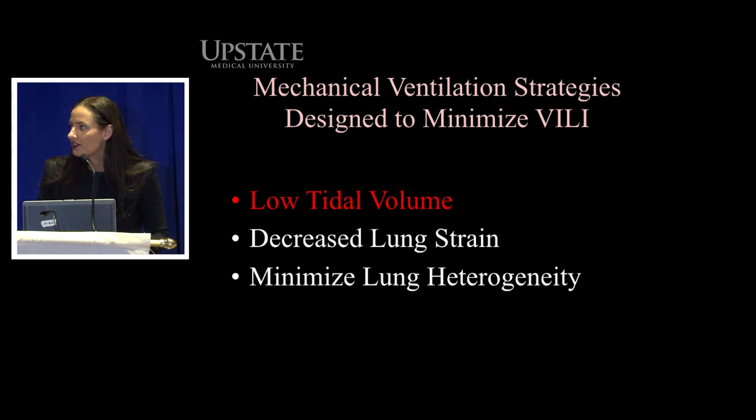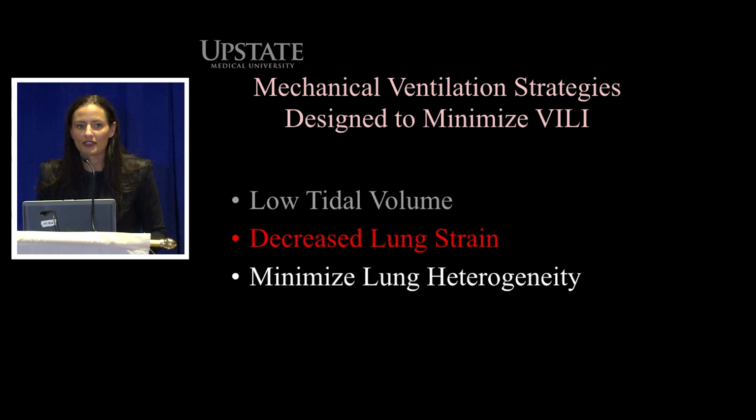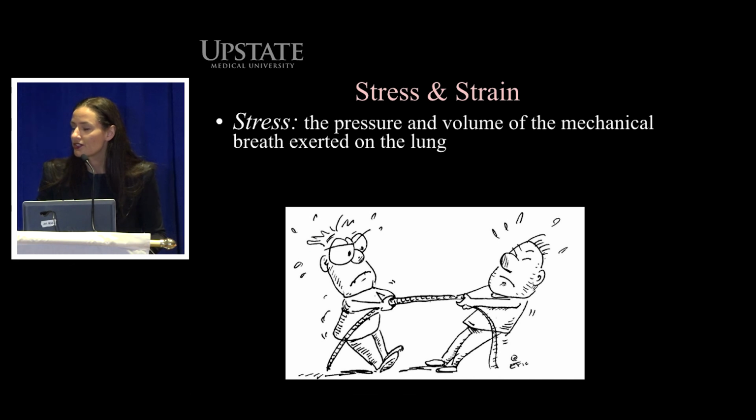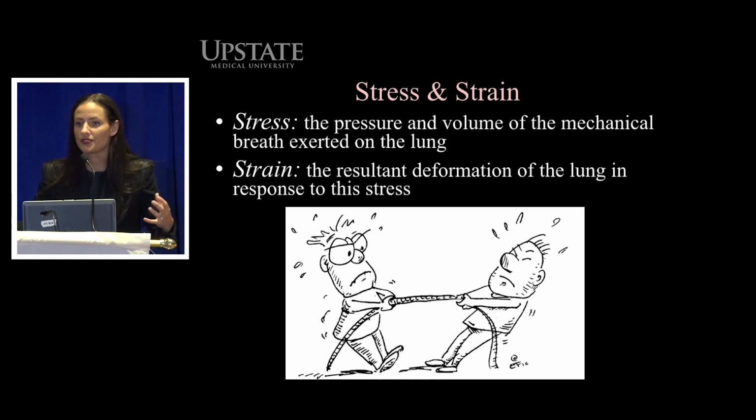So that covers tidal volume. Then the next question is, what about lung strain? This is a fairly new concept that's really come up over the last 10 years and has demonstrated decreases in morbidity associated with lungs by decreasing lung strain. So just to define stress and strain, stress is the pressure and the volume, the amount of pressure and volume that we're forcing into the lung. And the lung, of course, has to accommodate that stress. And the way that it accommodates it is with this strain.